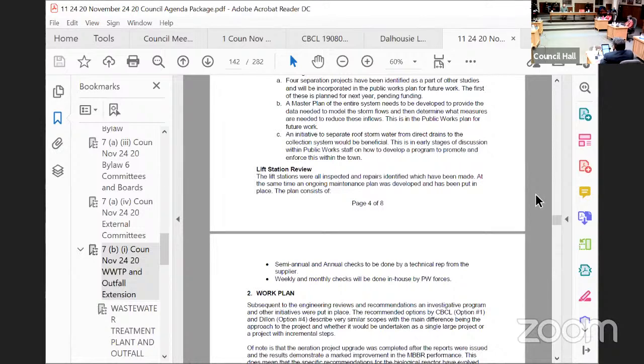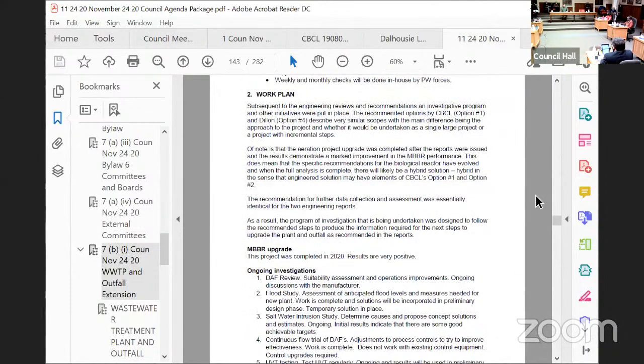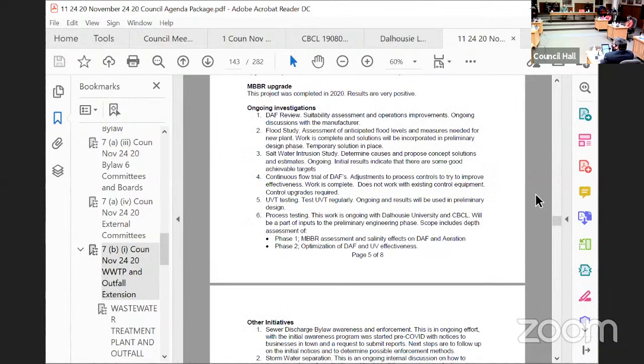As a result of the reports given by both CBCL and Dillon last year, we developed a work plan, which we're continuing to progress with. I'll just repeat them: the DAF performance review, the dissolved air flotation review; the flood study is now complete; the saltwater intrusion study is virtually complete, almost done. We've done a continuous flow trial of the DAFs, the way they're currently operating, and that didn't work out. But as a result of Dalhousie work, we'll see other potentials come up in terms of the DAF operation. Then UV testing and assessment, which is ongoing, as we've already heard tonight, to see exactly what we need to do with the UV system. And Dalhousie's work on the process testing looks at what optimization we can do with the existing equipment and what improvements could be possible.